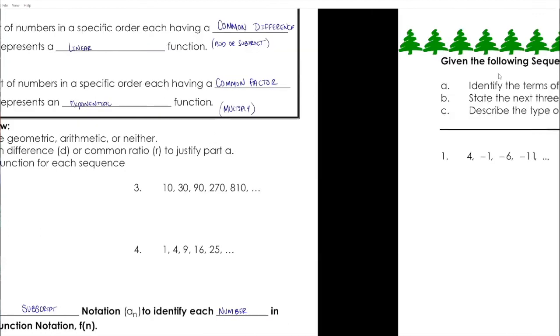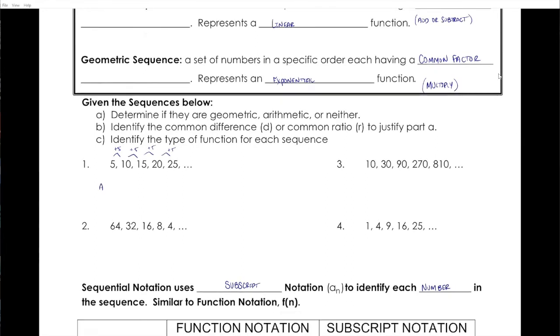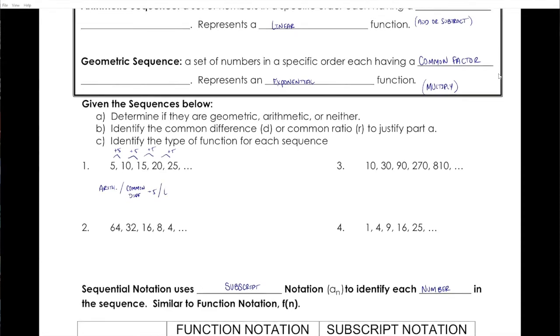So it looks like we go 5 to 10 is plus 5, or maybe it's times 2, but the next one looks like it's plus 5, plus 5, plus 5. So this is an arithmetic sequence that has a common difference of positive 5, and it is a linear function.